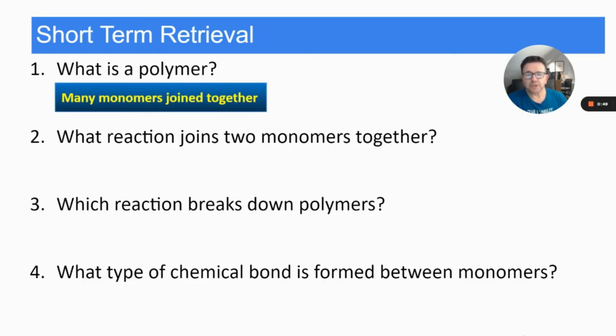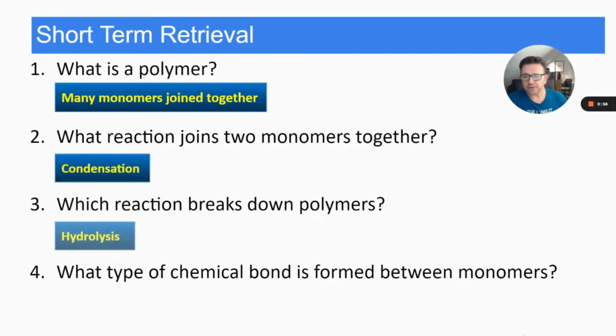What reaction joins two monomers together? That will be condensation. Which reaction breaks down polymers? It's hydrolysis. And what type of chemical bond is formed between monomers? And that is a covalent bond. And it obviously differs with the type of biological molecule.